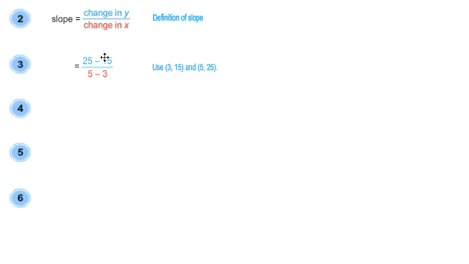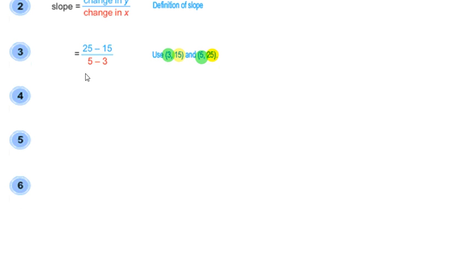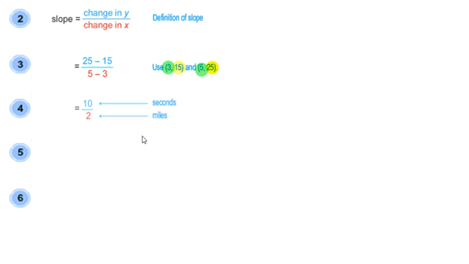So now we have these 2 points, and we're going to set up our ratio of our slope as the change in y over the change in x. Next thing we're going to do is start substituting. So we know that our y values are the second ones. So that's 15 and 25. Well, 25 minus 15. And then our x values are our first one, 5 and 3. So 5 minus 3. Now we can simplify this. So 25 minus 15 was 10, 5 minus 3 was 2. So for 10 seconds, it changed 2 miles. Now we're going to simplify it as 5 over 1. So this is my slope, 5 over 1.